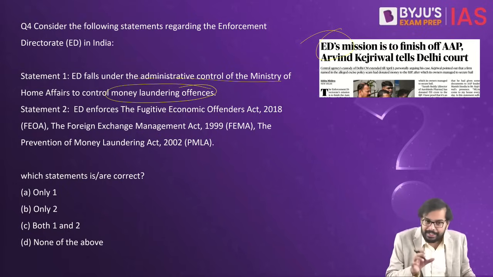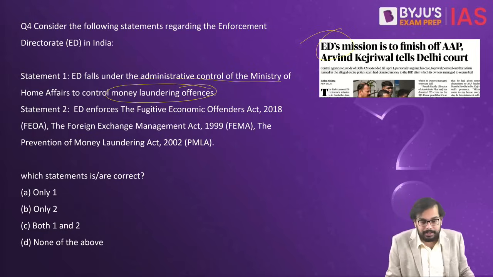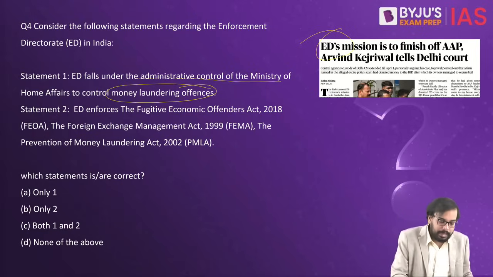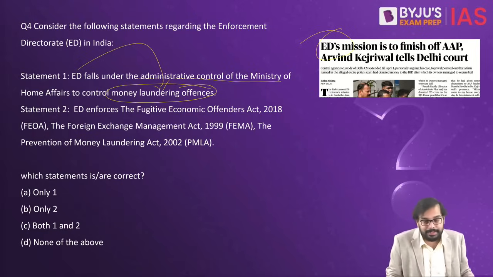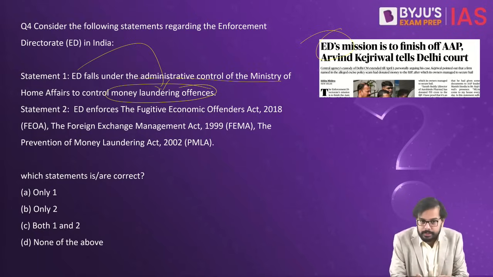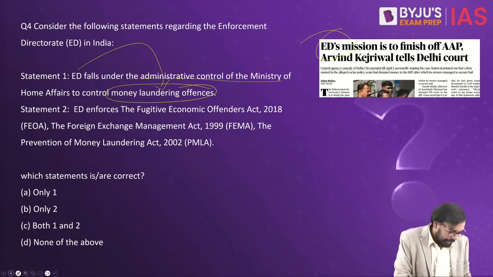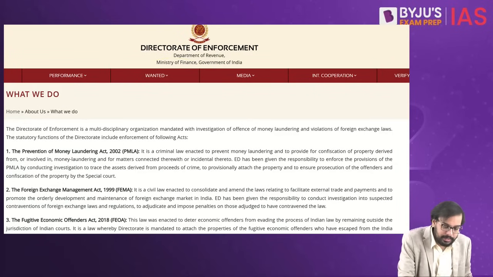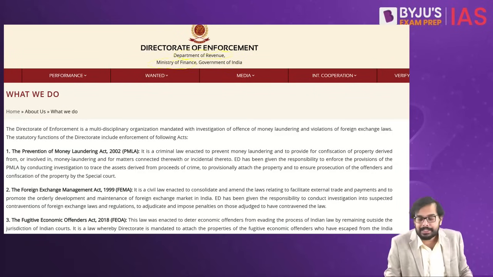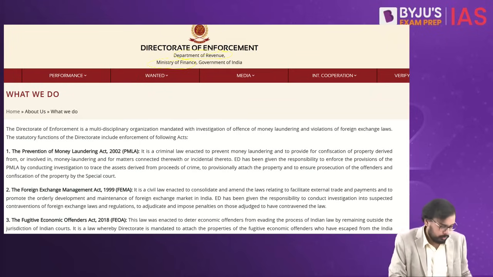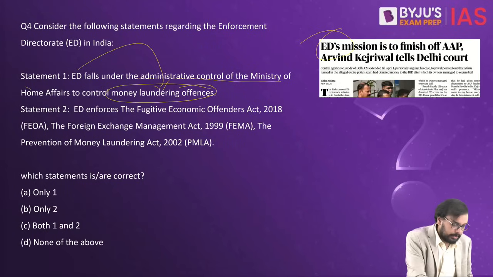So your ED doesn't come under MHA, Ministry of Home Affairs. Your ED comes under the Ministry of Finance. However, ED's main aim is to control the money laundering offence. This part of the statement is absolutely right. But ED comes under the Ministry of Finance, under the Department of Revenue. So ED is a part of the Department of Revenue under the Ministry of Finance, not the Ministry of Home Affairs. So statement 1 is absolutely wrong.